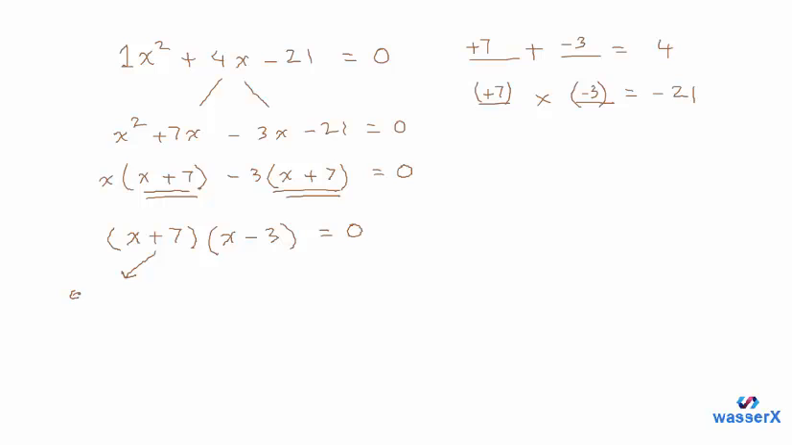So now we could say either x is equal to negative 7 because x plus 7 is equal to 0. That can only happen when x is negative 7. Or x is equal to, you got it right, 3, because 3 minus 3 will give you 0. So these are the two roots of this equation.